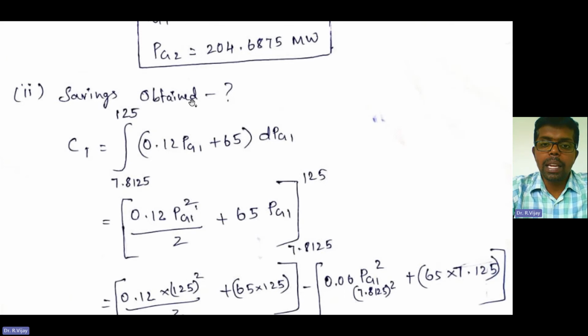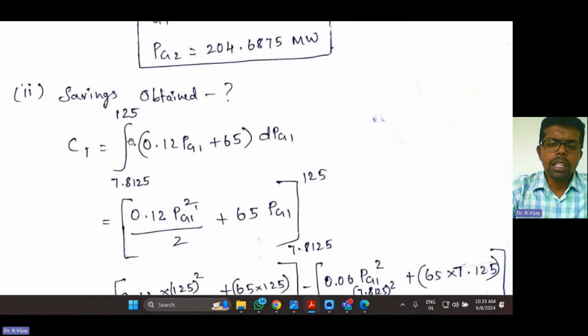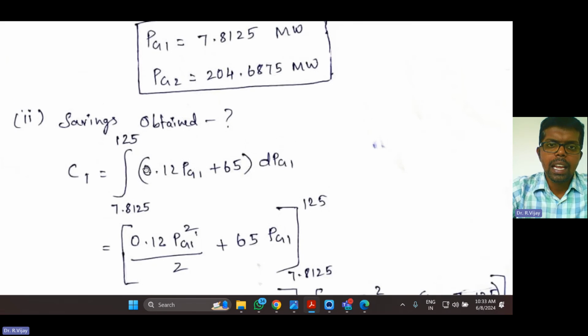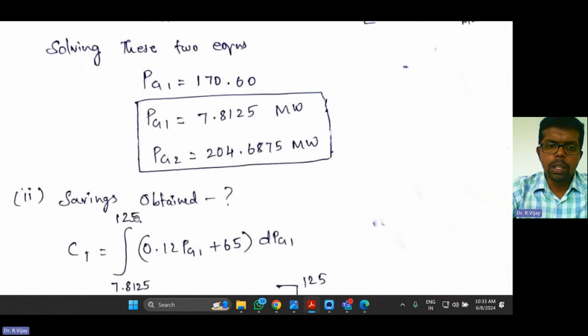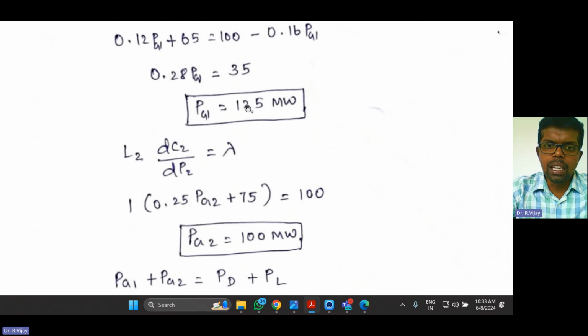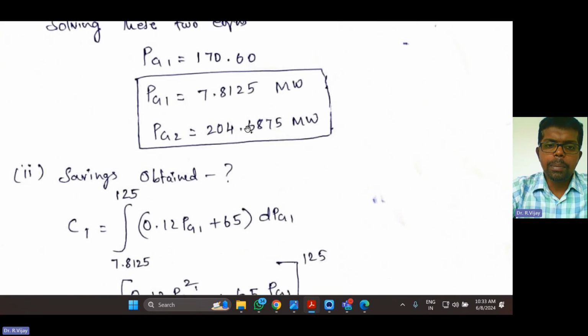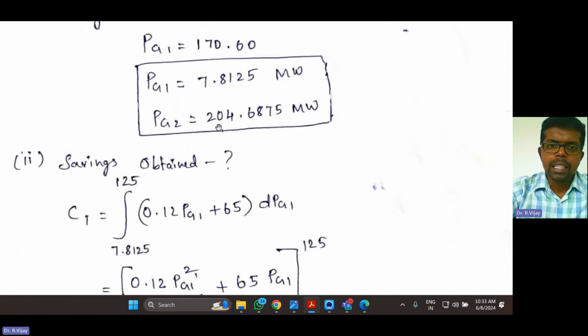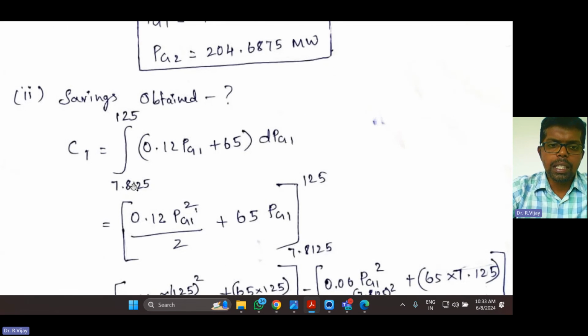Now we need to calculate the savings obtained, because it is asked in the problem. How to calculate the savings obtained? Here dC1 divided by dPG1 is given. So C1 is equal to the integration of dC1 divided by dPG1 into dPG1, that is 0.12 PG1 plus 65, integrated over PG1. Now we are taking the limits. The upper limit is 125 megawatt, which we got in the problem with the losses, and the lower limit is what we calculated here, that is 7.8125 megawatt. We are substituting the upper and lower limits.